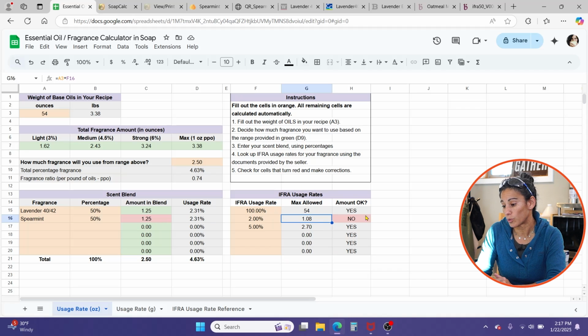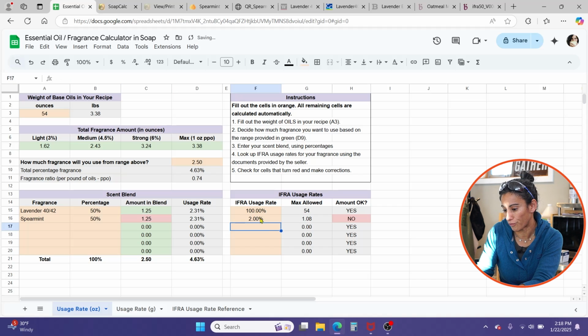But here the spreadsheet will tell you, it'll say no in big red. And also this number will be highlighted in red, which basically shows that you have too much of this essential oil based on the IFRA regulations. Now, if the usage rate was 5% for spearmint, then we would be good. And you see that this then turns into a yes. But since it's 2%, then this is flagged. And that's why the spreadsheet is so handy, is that it'll flag you.